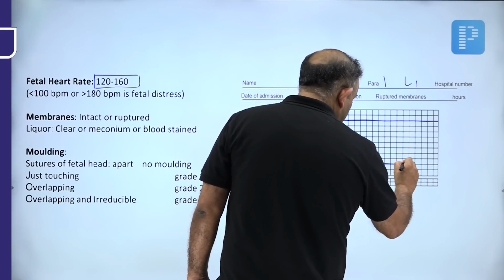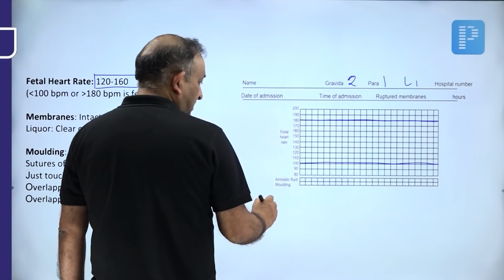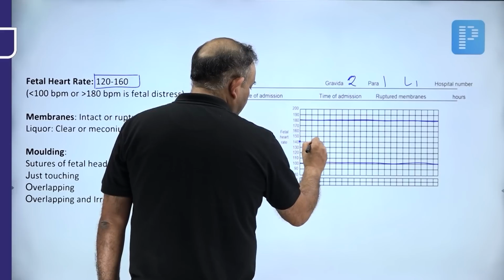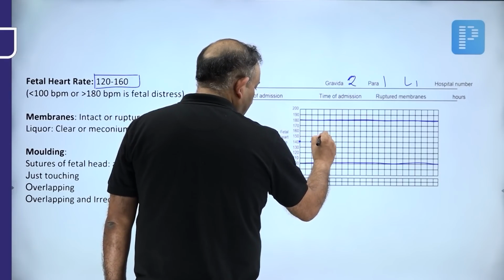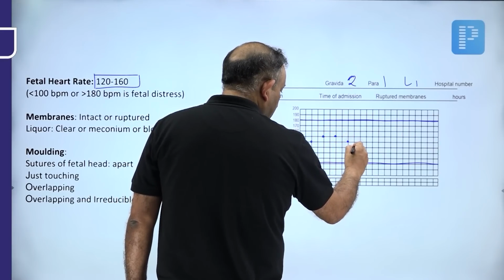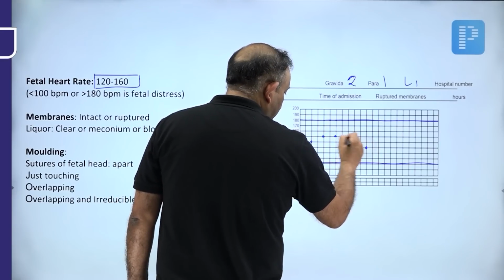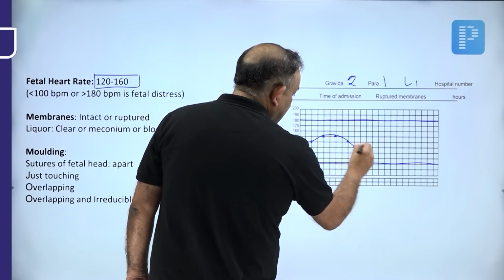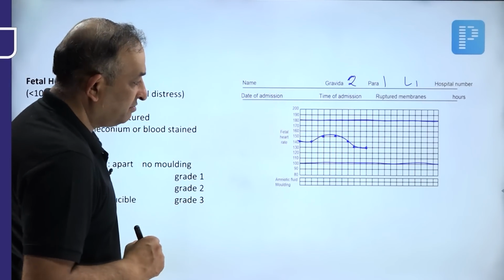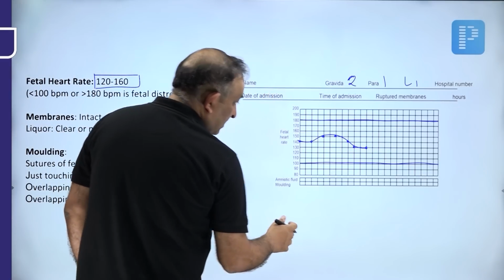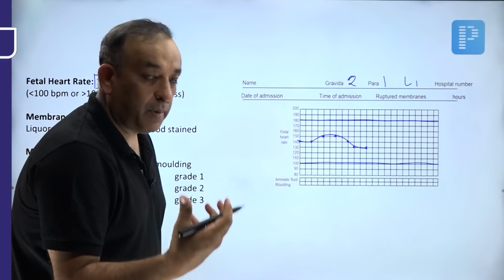WHO says that when you're monitoring the heart rate, suppose the heart rate is at 140 for the baby, then after half an hour it is again 140, then 150, 150, 140, 130, like that. The heart rate of the baby is like this, so your monitoring is like this. This is the heart rate of the fetus. But if it is more than 180 and less than 100, that is the definition of distress by WHO.